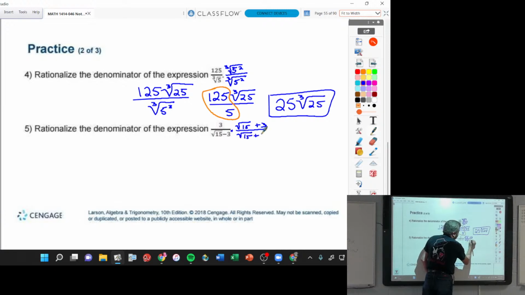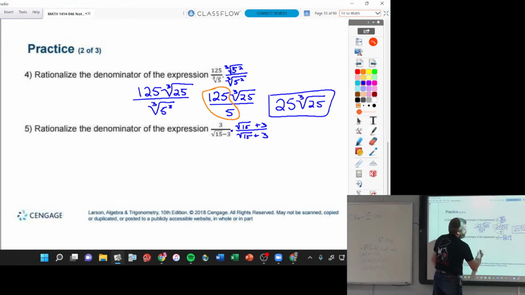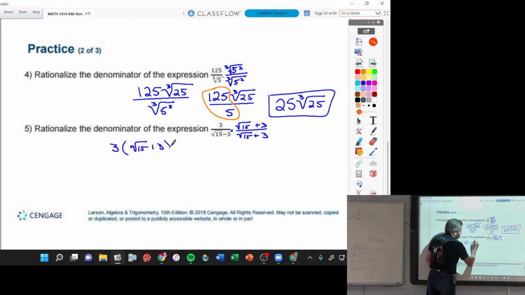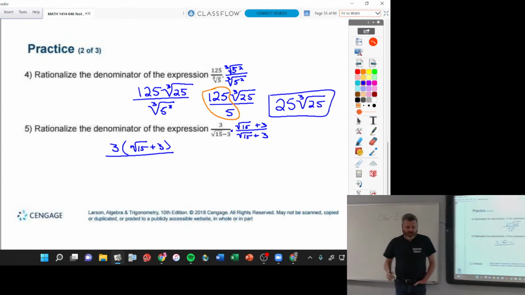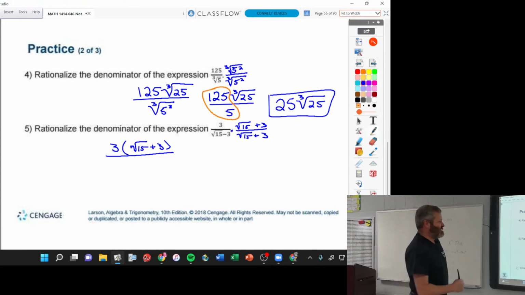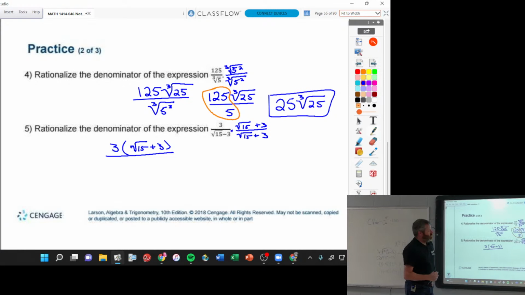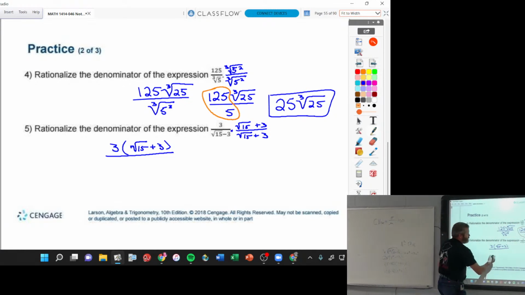Number 5, rationalize the denominator. I do have a binomial in the denominator, so I'm going to have to multiply by the conjugate. 3 times the conjugate of this, which is the square root of 15 plus 3, over the same on the bottom. Remember, we do the conjugates, and when you FOIL these, the outsides and insides cancel. So all that's going to be left are the outsides, first and last. The square root of 15 times the square root of 15 is 15.